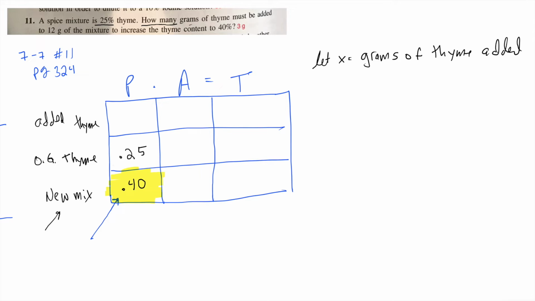All right. And let's see. How many grams, X equals grams of thyme added. Where does that go? So here? No, because this is grams. This is amount. Grams, not a percentage. These are percentages. That's amount. Go there. And then what about the 12? How many grams of thyme must be added to 12 grams? OG amount is 12 grams. I'll put 12 and I'll put grams right here, but we're not going to put that in the problem, but there it is in green.